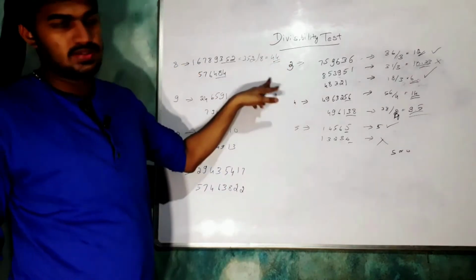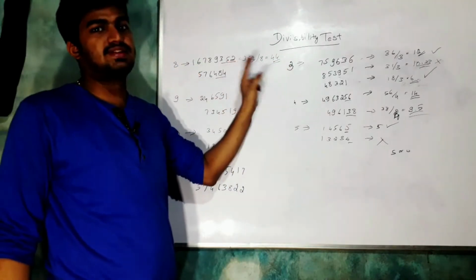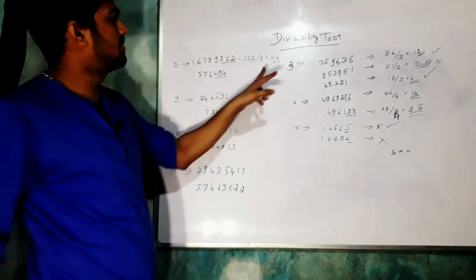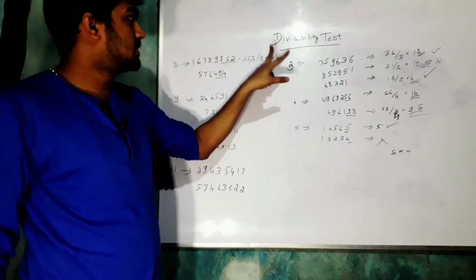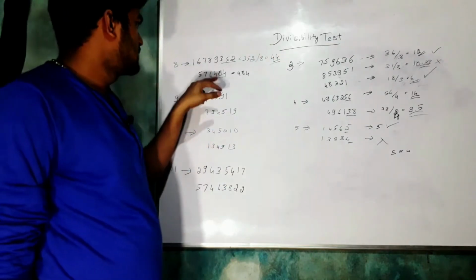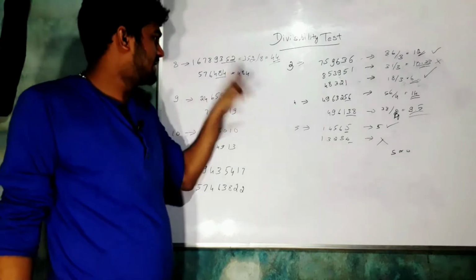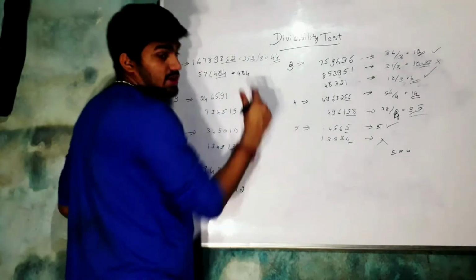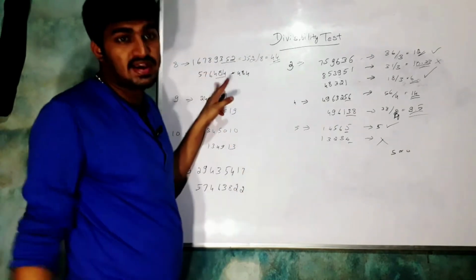So that means the last 3 digits are divisible by 8. That means this whole number is divisible by 8. Let's take another number. So 484. Is 484 divisible by 2? It's divisible.